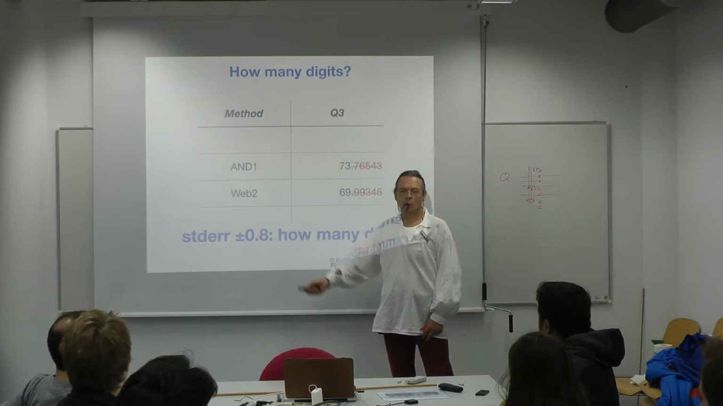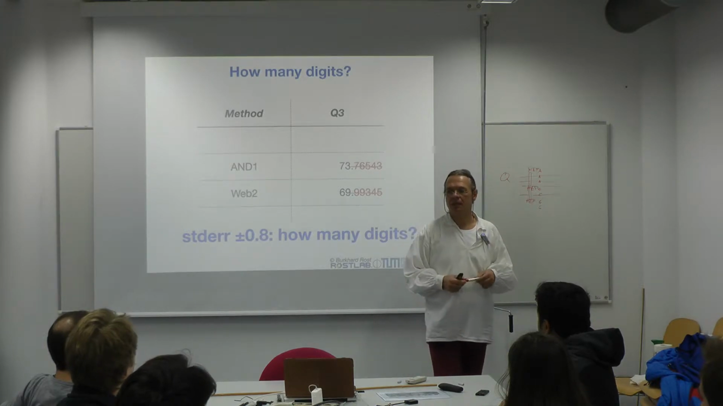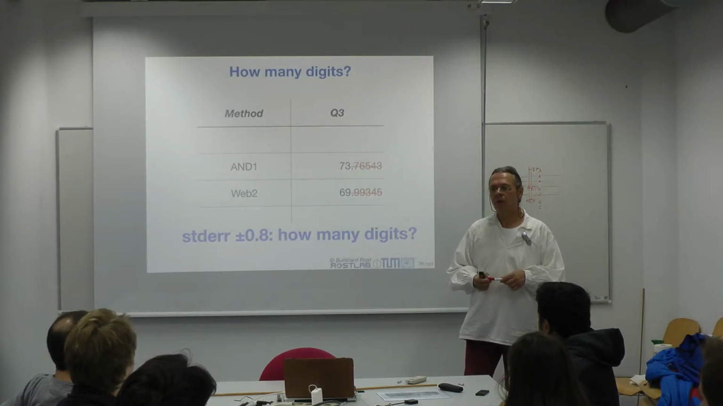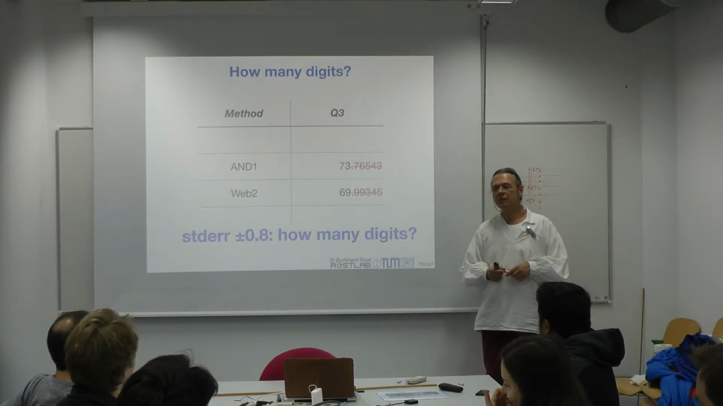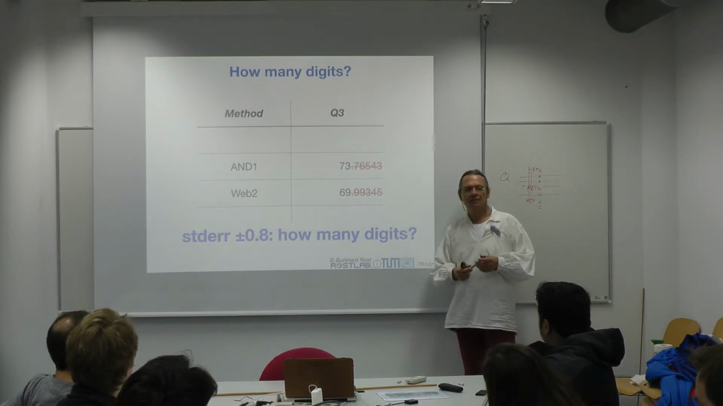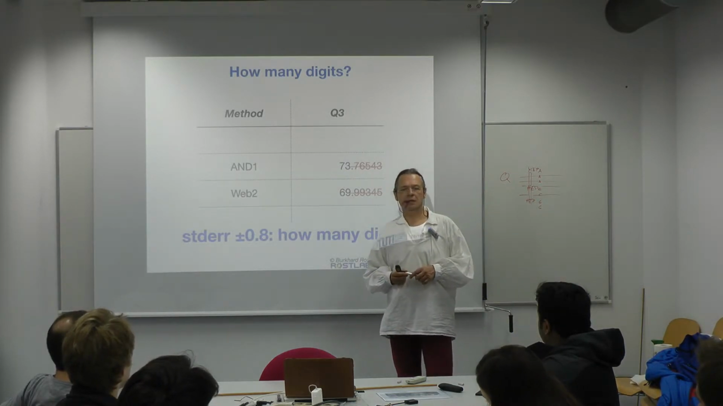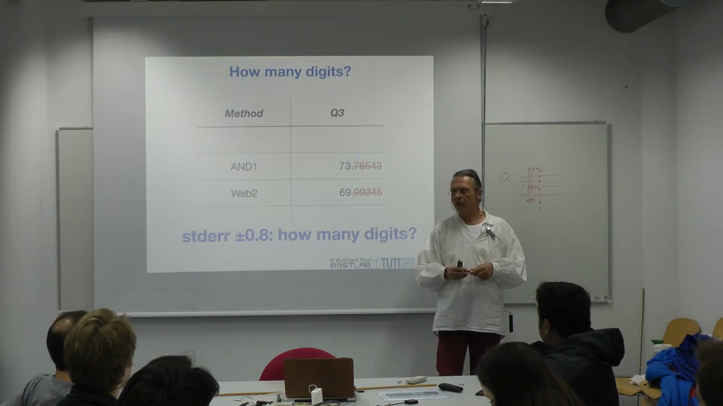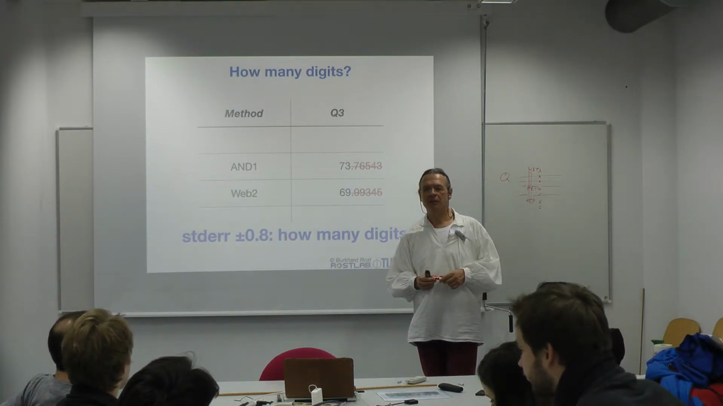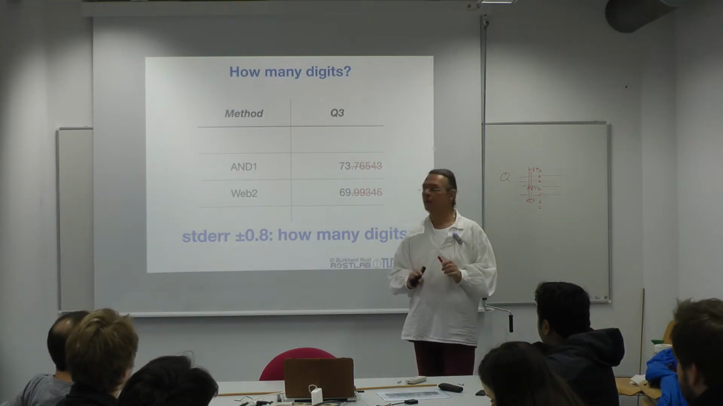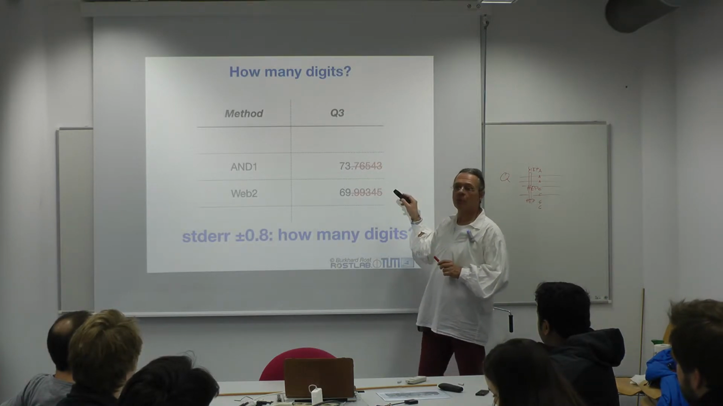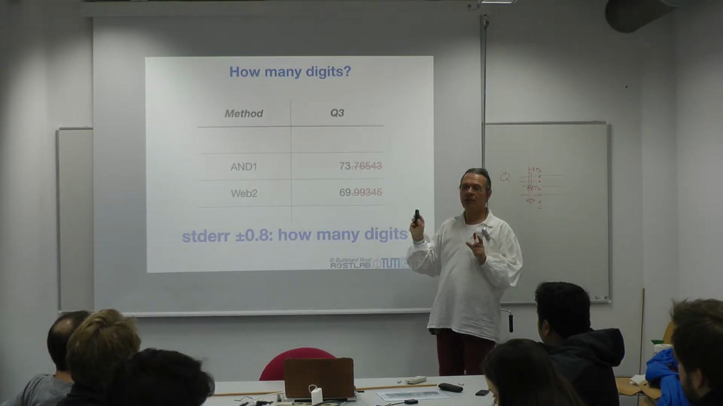I would argue one standard error is plus minus 0.8. Two standard errors is 1.6, so I would argue that this is actually an integer story. But you can really argue about that. And I cannot argue with you. But if you put more digits, now here comes the real story.